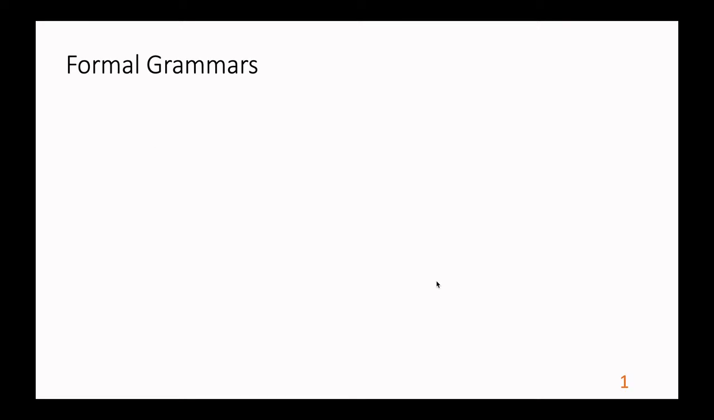So formal grammar, so before defining what a formal grammar is, we need to define an alphabet. And an alphabet is just a finite set of symbols. For example, this that you see on the screen is an alphabet of 3 symbols, A, B, and C. And symbols are just abstract concepts. They can be whatever we want them to be.